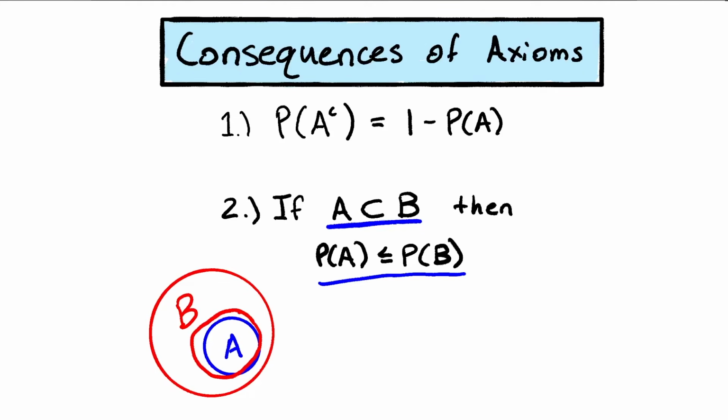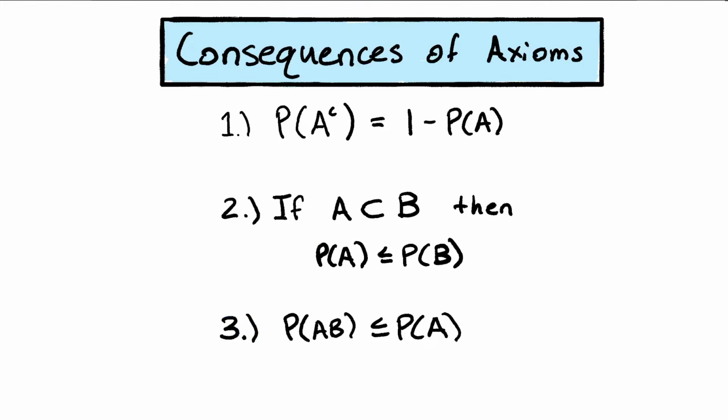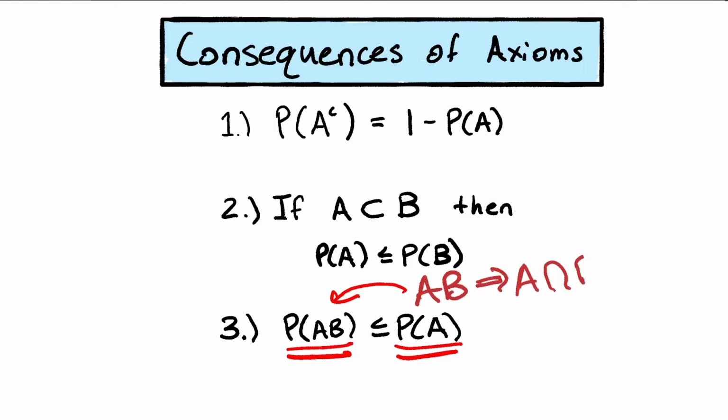And since B has more outcomes than A and also includes all the outcomes that A includes, there will always be a higher chance that B occurs than A. So that's where this comes from. And finally, the last consequence of our axioms is the probability of A and B is less than or equal to the probability of A. And this is a notation you might see where you just have two letters next to each other. That's the same as A intersect B.